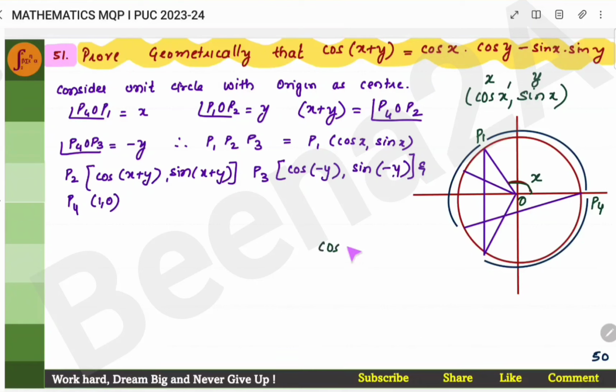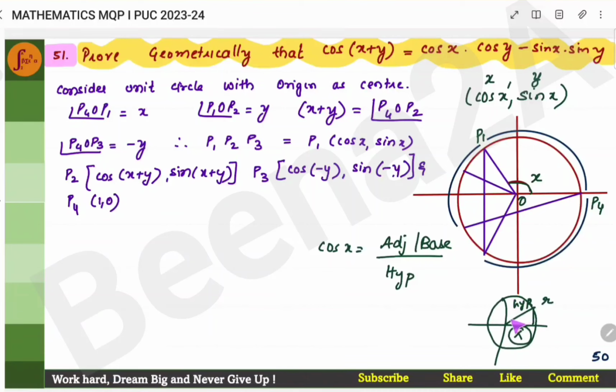What is cos x? Cos x is adjacent or base by hypotenuse, which means if this is the x-axis, cos x is given by the adjacent side, this one, which is on the x-axis, by hypotenuse. In the unit circle, this hypotenuse, which is nothing but the radius, is equal to 1 unit, right? Now cos x would be the x coordinate, since hypotenuse is 1. Similarly, what is sin x?